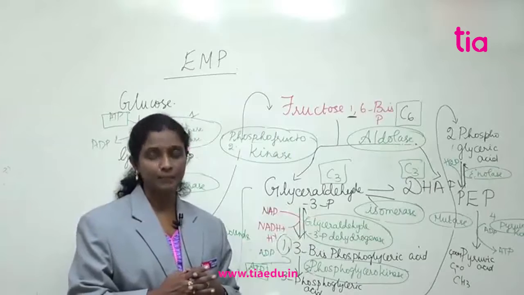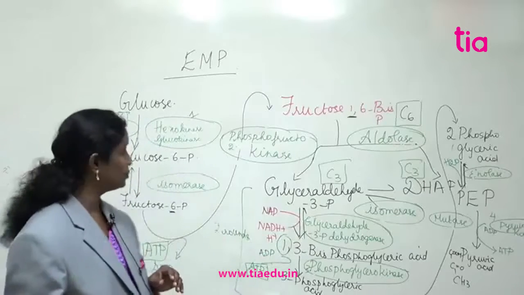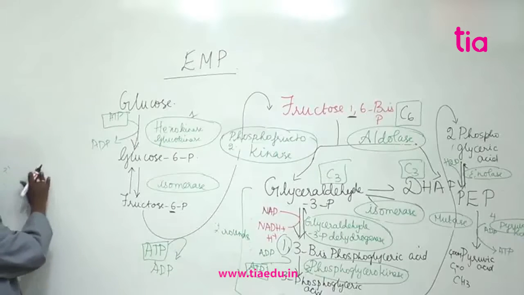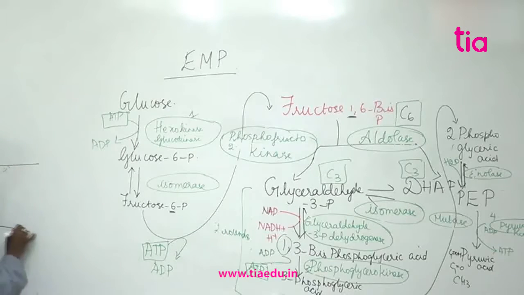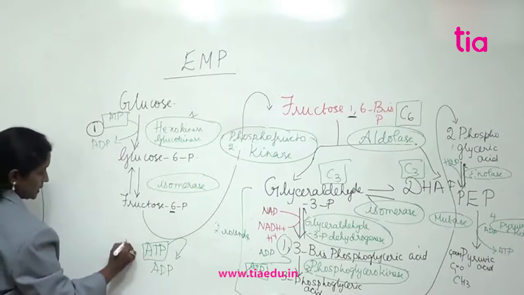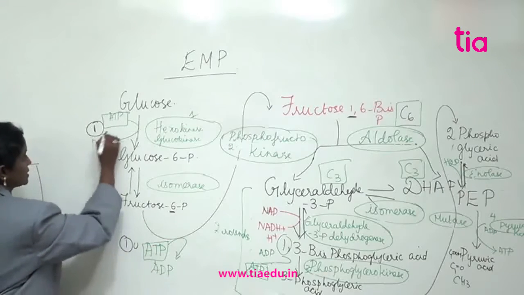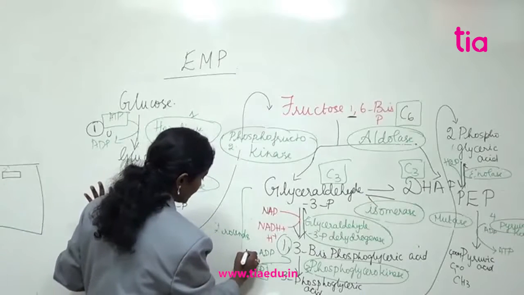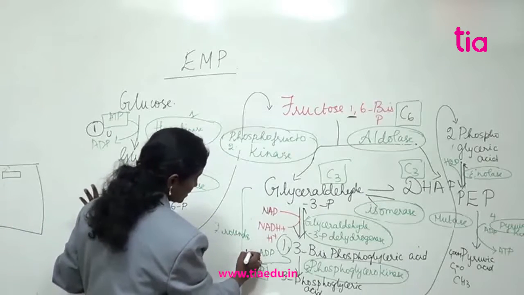So the net output out of glycolysis, you just take a piggy bank, okay, and drop whatever we have. So how many ATPs? One here, utilized, right? Utilized. So 2 here, write it as 2 here, 1A.